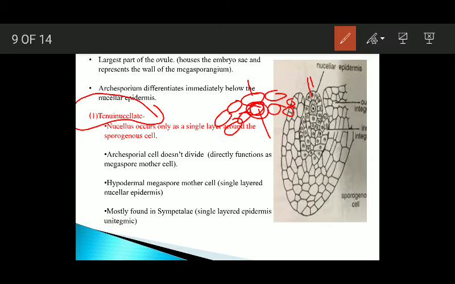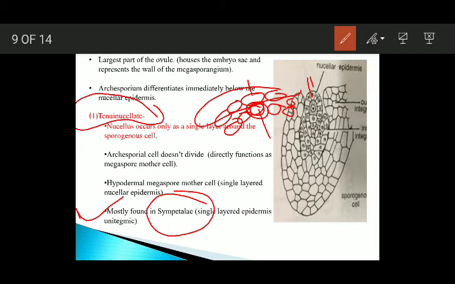So the megaspore mother cell, or simply the sporogenous cell, is hypodermal because it is covered just by a single layer of nucellar epidermis. This condition, where the sporogenous cell or megaspore mother cell is covered by a single layer of epidermis, is known as tenuinucellate condition. The tenuinucellate ovules are mostly found in sympetalae, a group of plants, or you can say gamopetalae or sympetalae, which mean one and the same thing.